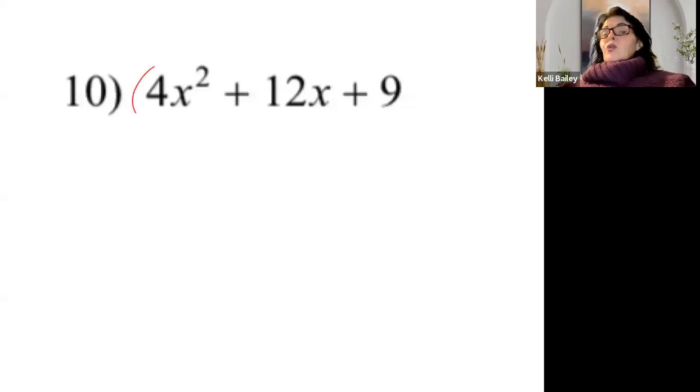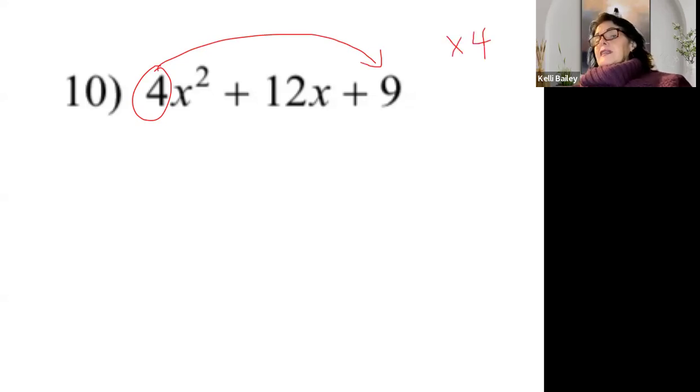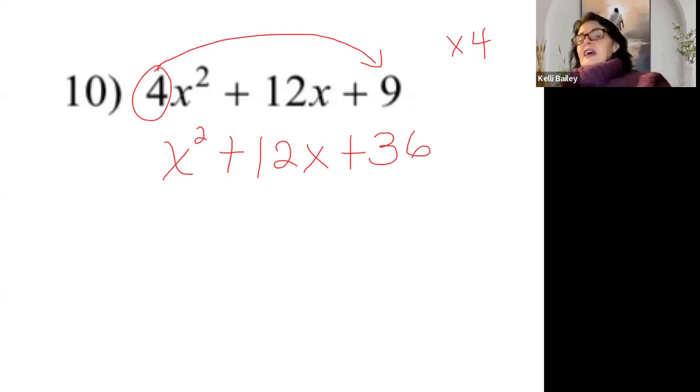So we're going to take this 4 and we're going to put it over here. So what we're doing is we're multiplying by 4. We're multiplying 9 by 4. That leaves x squared the way that I want it. And then plus 12x. And then 4 times 9 is 36. All right, now let's see if this one factors.